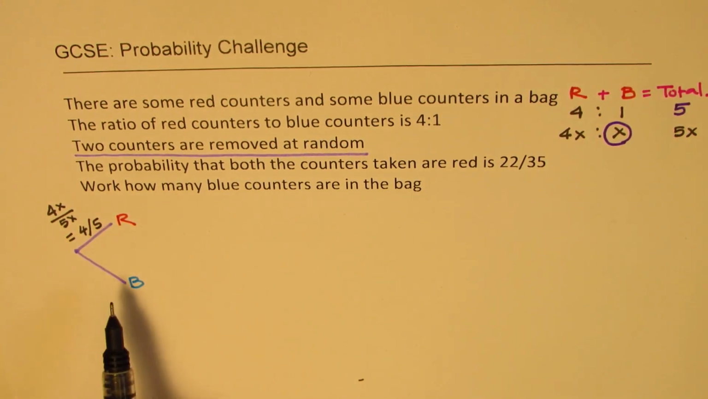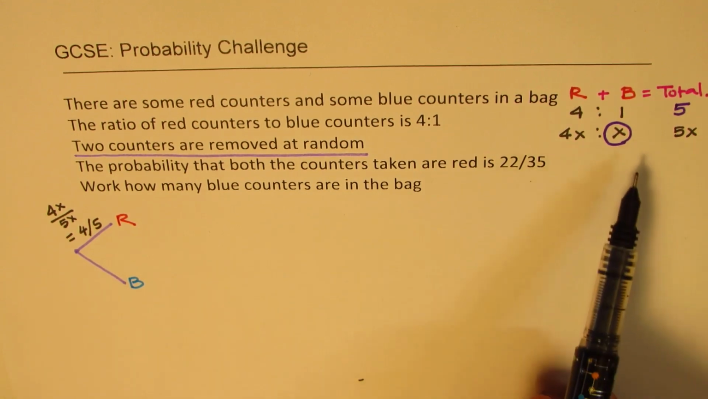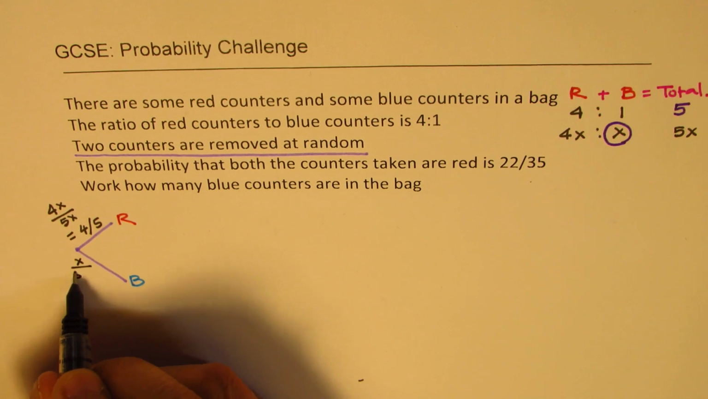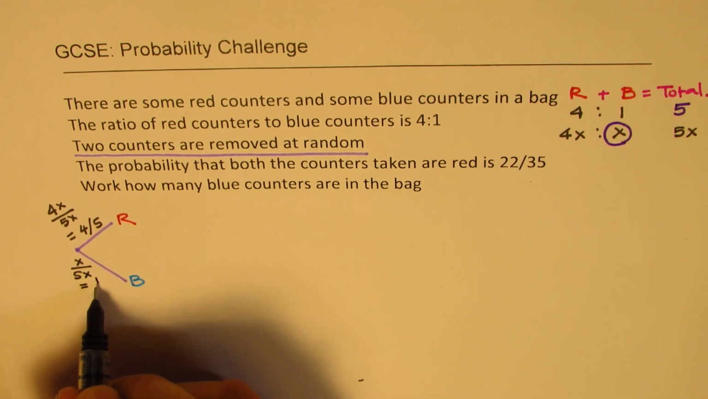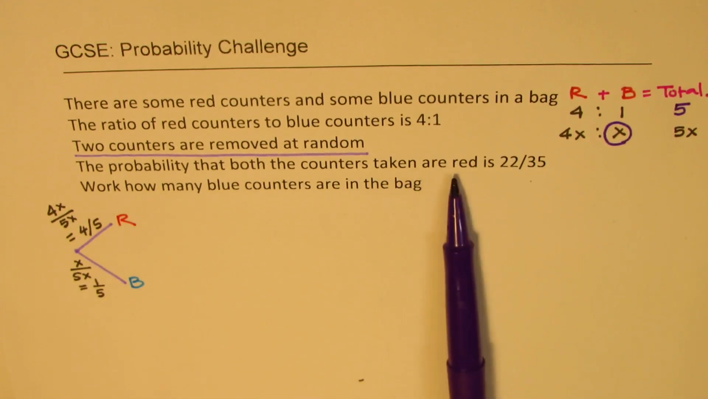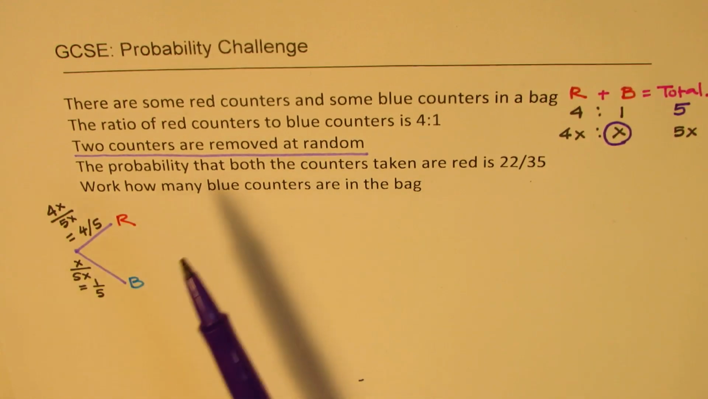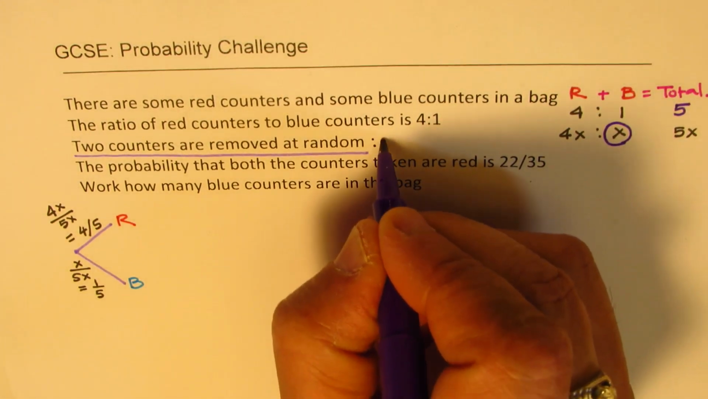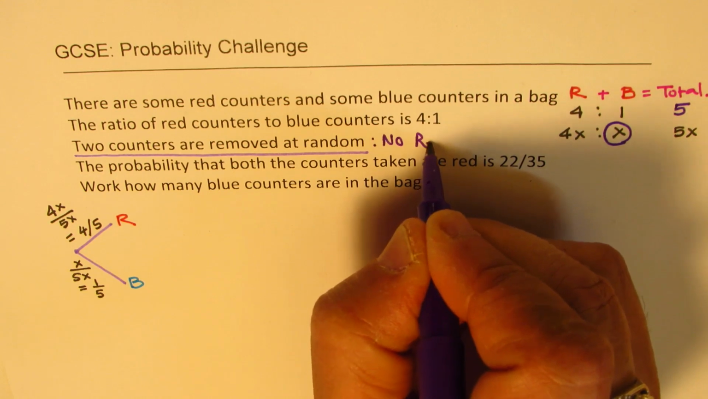Right? Now as far as the blue is concerned, you have x of them out of 5x. So just as we did for red, it is x over 5x, which is basically equal to 1 over 5. Is that clear? So we have already drawn 1. Now it says what? The probability that both counters taken are red. Now imagine, if you take out 2, that means no replacement, correct? So in this case, we're talking about no replacement.